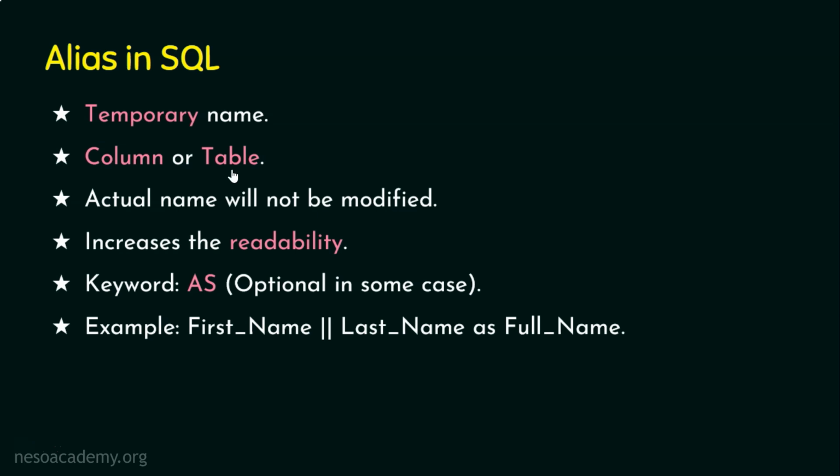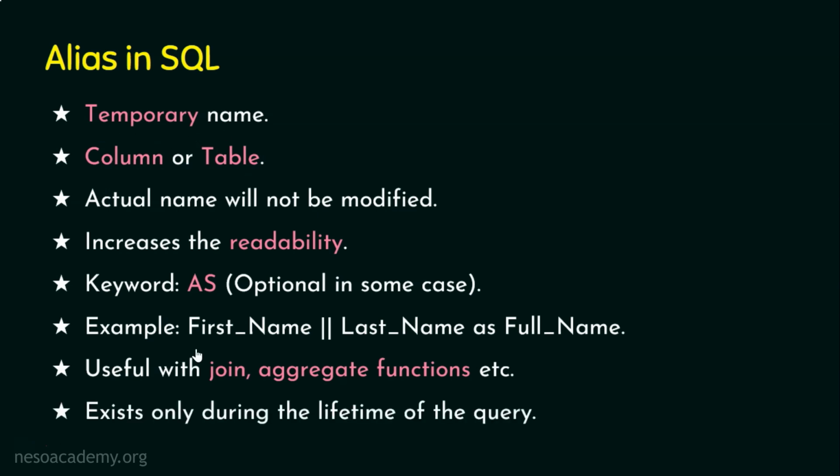Another important advantage of having alias is that it is useful when we use joins and aggregate functions. No worries, when we see joins elaborately, at that time I will explain the significance of having alias in our queries. We have seen the basics about alias. Now let's focus our attention on some examples. Before stepping into the examples, please note that this alias is for column names or table names, and this is a temporary name that exists only during the lifetime of the query.